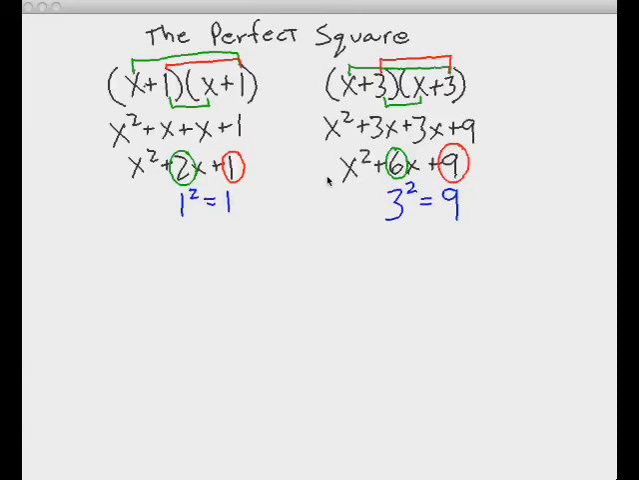So this is a property we're going to use to either find factors if we know the quadratic, or it's going to be used in a procedure to find the roots of any quadratic equation called the quadratic formula.